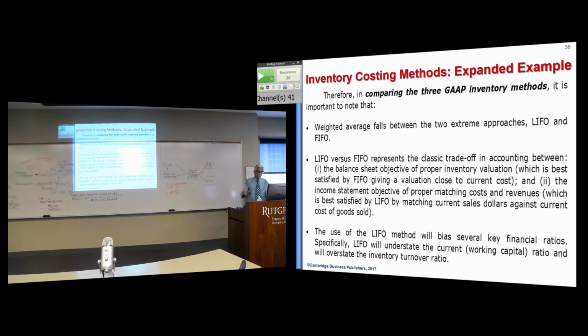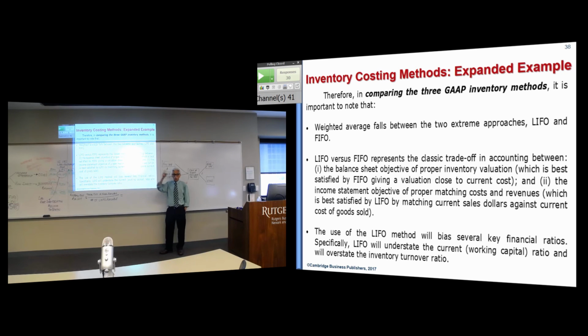Okay, again, we said that average cost falls in between, and this just explains the trade-off between the objectives. And we will look at these ratios. I'm going to look at the inventory turnover ratio, but LIFO biases ratios. The first thing you'll notice is working capital. If I'm using LIFO, my working capital is understated.